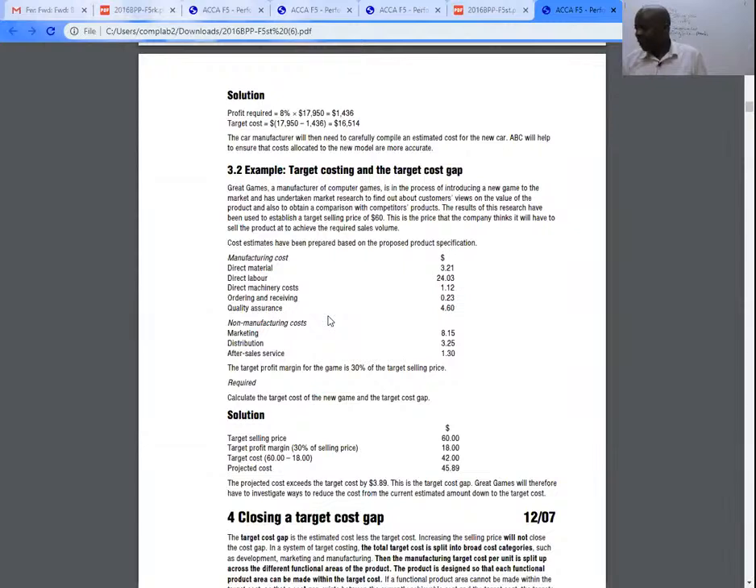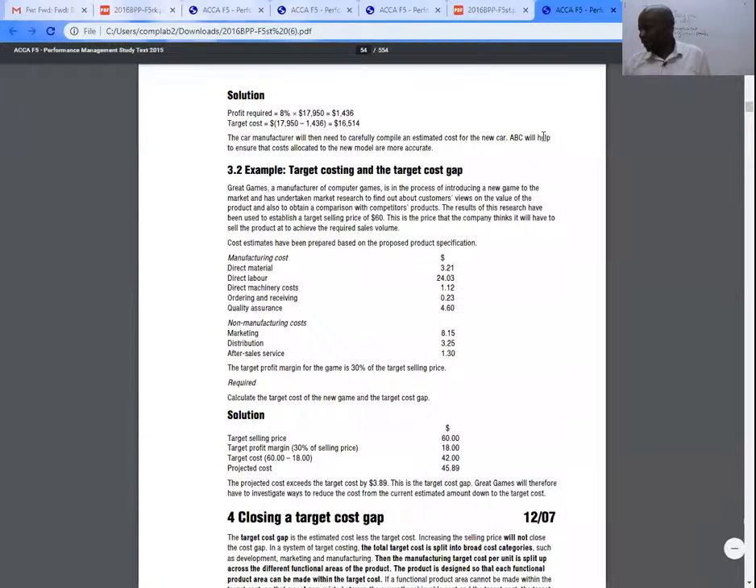And that is why during our normal classes, I sent you all these books. Great. So, ladies and gentlemen, I would want us to look at this particular question on target costing. Are you able to see my screen? Yeah, thank you very much.